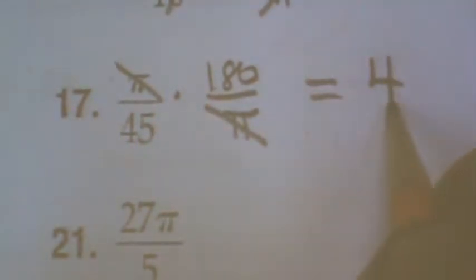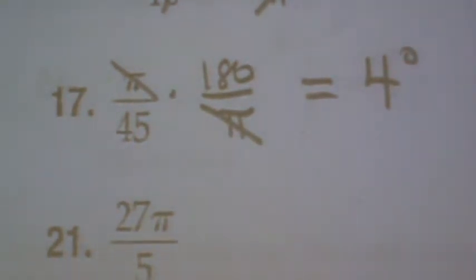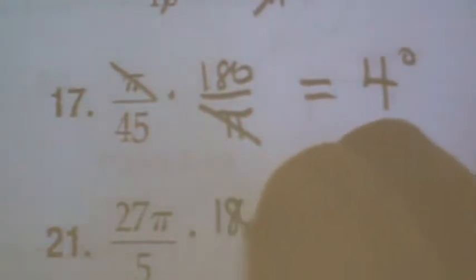Next one. I got 4. 4 what? Degrees. If you don't put that bubble there, I'm going to think it's radians. And the last one. So 27 times 180 and divide by 5. I got 972. Me too. Anyone else? Yep.